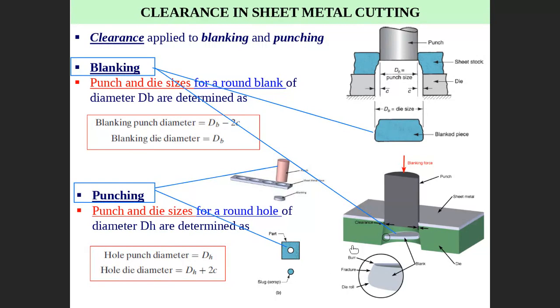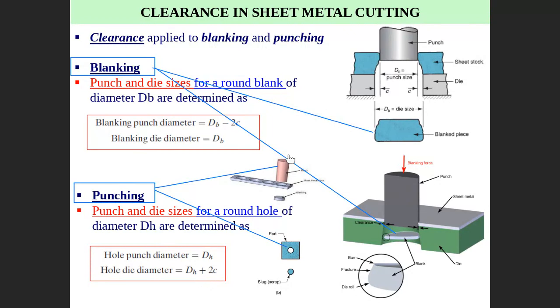What about the diameter of the die? The die diameter is always bigger. The die diameter equals the hole diameter plus 2c. It must be bigger. Never, never is the die diameter smaller than the punch diameter; the punch diameter must be smaller. Any question, guys? Please don't be confused.